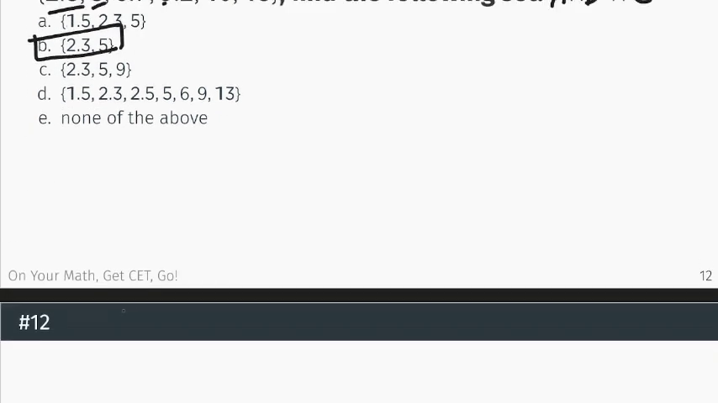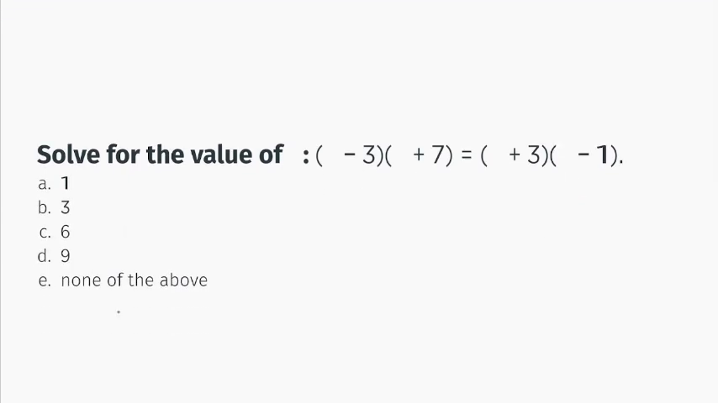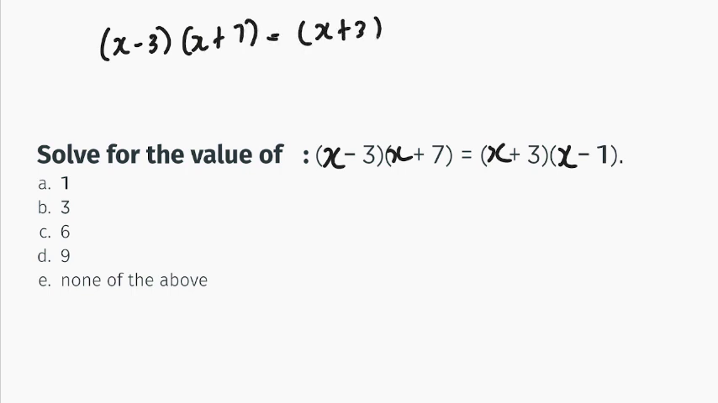Let's move on to number 12. So we have here x's. So we just need to use our factoring special product rules. So we have (x - 3)(x + 7) equals (x + 3)(x - 1). So we cannot divide anything because none of which are the same.